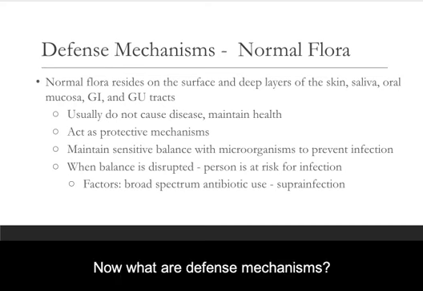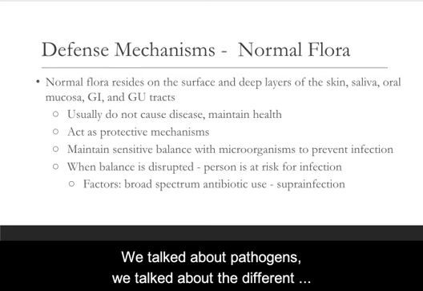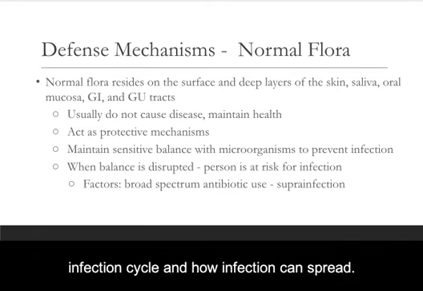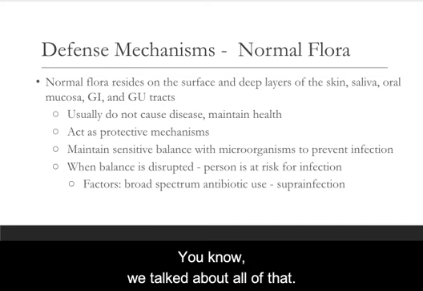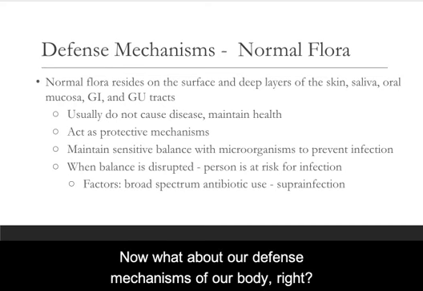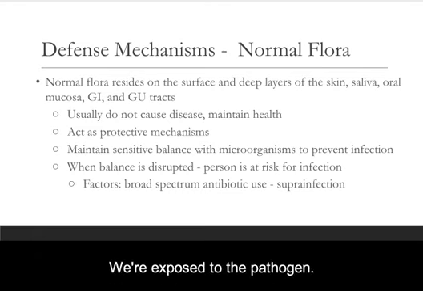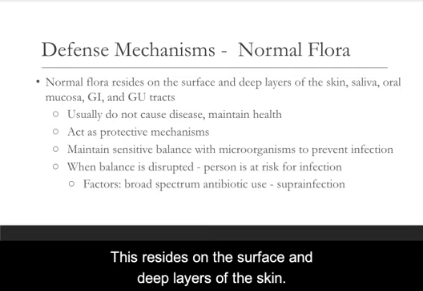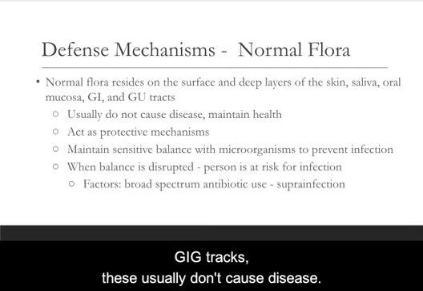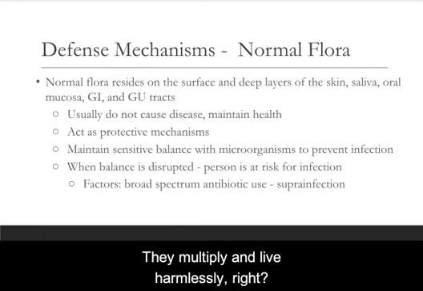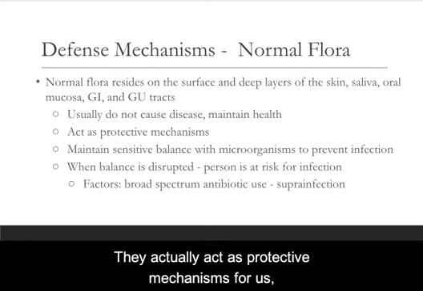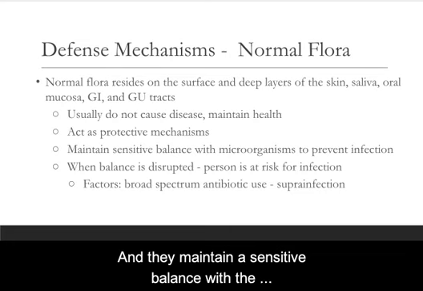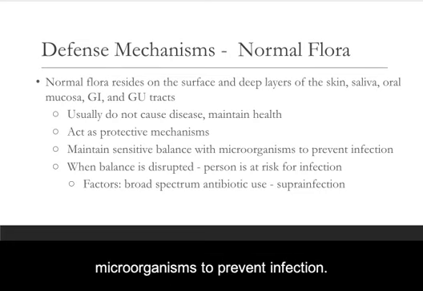Now, what are defense mechanisms? We talked about pathogens. We talked about the infection cycle and how infection can spread. Now, what about the defense mechanisms of our body, right? We're exposed to the pathogen. How does our body defend us? So the first defense mechanism is our normal flora. This resides on the surface and deep layers of the skin, saliva, oral mucosa, GI, GU tracts. These usually don't cause disease. They multiply and live harmlessly, right? They actually act as protective mechanisms for us, and they maintain a sensitive balance with the microorganisms to prevent infection.